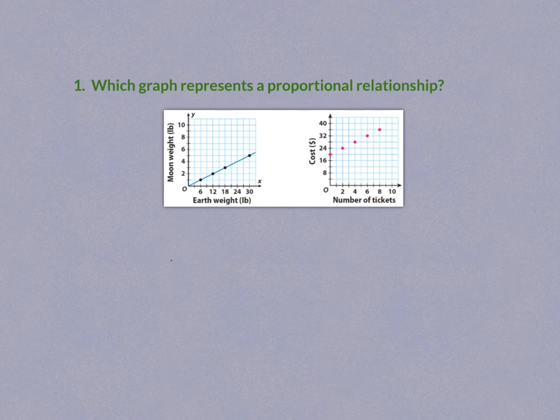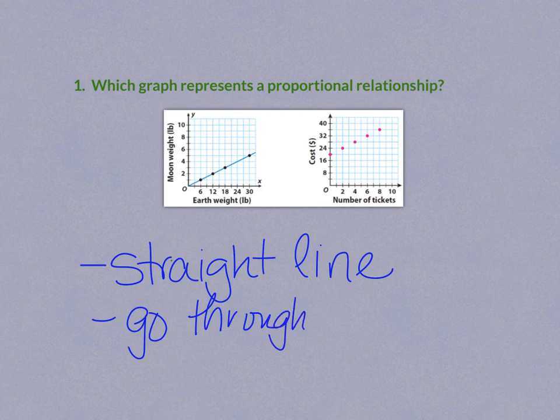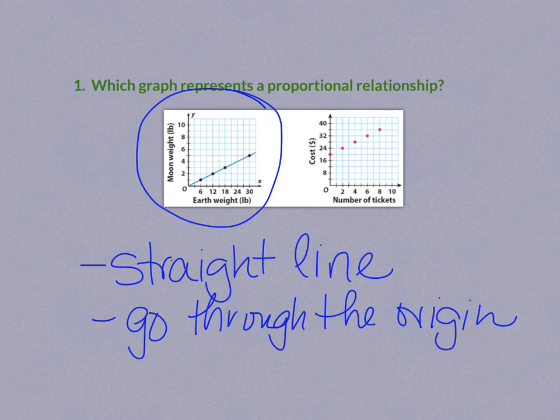Well, the two things that I know about proportional relationships as a definite is that it has to be a straight line, and it has to go through the origin. So when I look at these two graphs, it appears that both of them are straight lines. However, only one of them actually goes through the origin, which is this one right here. So I've chosen the correct one, and I've explained why. Straight line, goes through the origin.